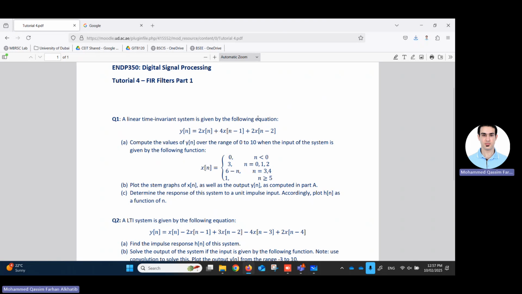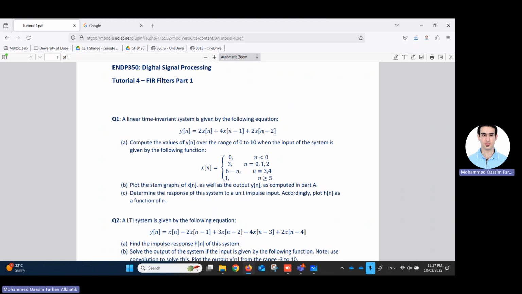When you are given y of n equals x of n plus 4 x of n minus 1, plus 2 x of n minus 2, and I ask you what is the impulse response of this system, remember the definition of impulse response: it's the output of the system when the input is delta.